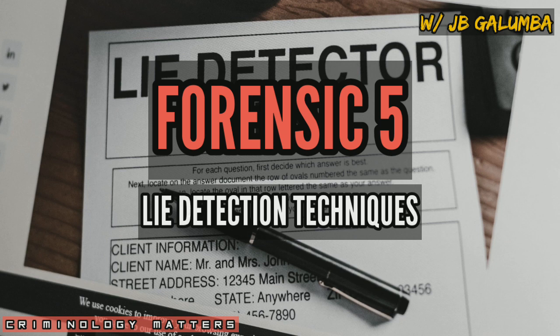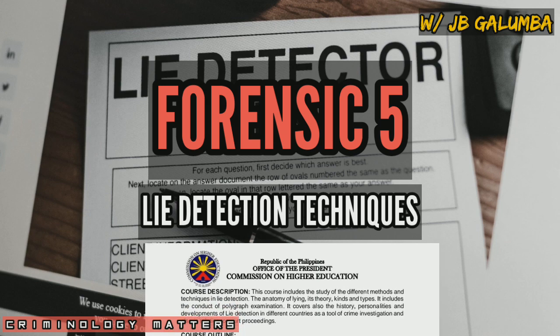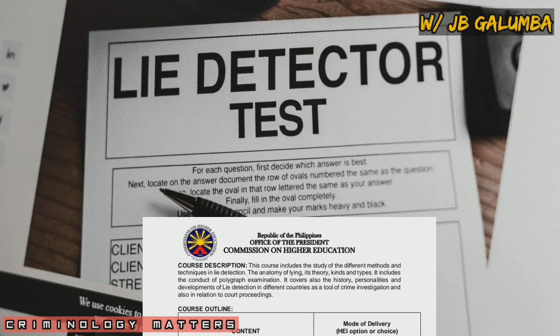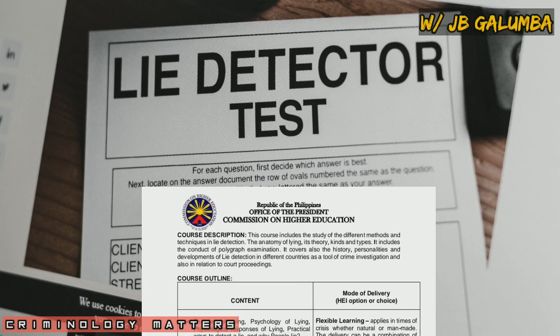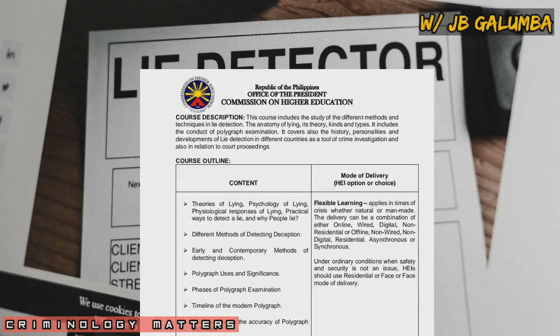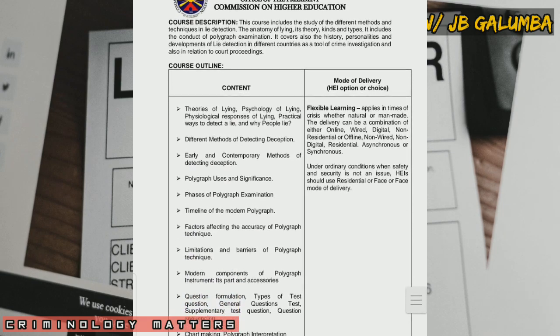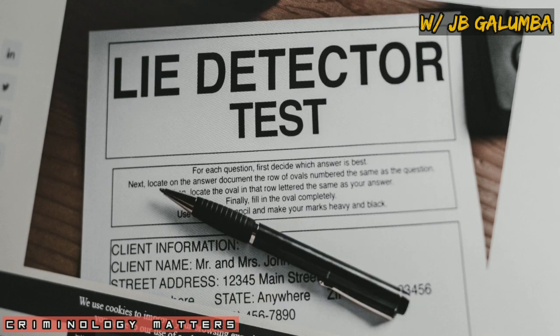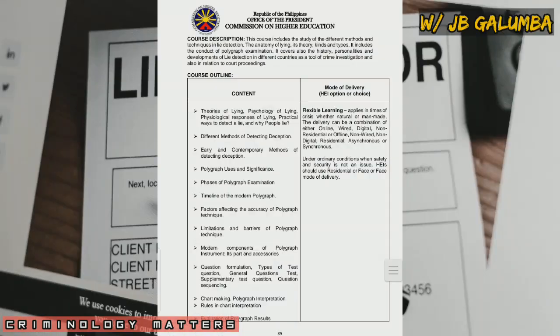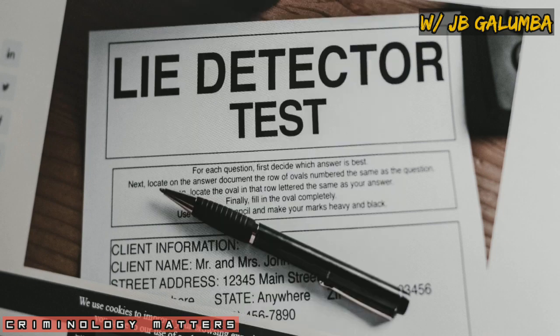So the basis of the things that we're going to be talking about today is the issuance or the course description and course outline provided by the CHED. You have probably noticed that every time we start discussing a new subject, I always try to give you an idea on what are the specific topics that we should be talking about on the subject that we are trying to discuss.